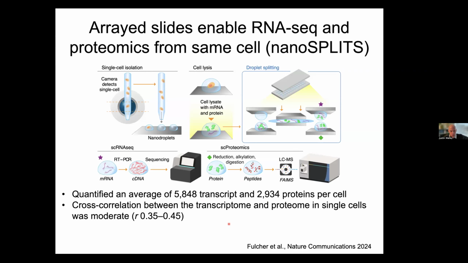And they asked a number of questions, including how well the transcript abundance and the protein abundance in single cells compare. And similar to bulk, you get a moderate Pearson correlation between RNA and proteins. But I think this opens up a number of ways to ask more interesting biological questions about what's going on in cells.